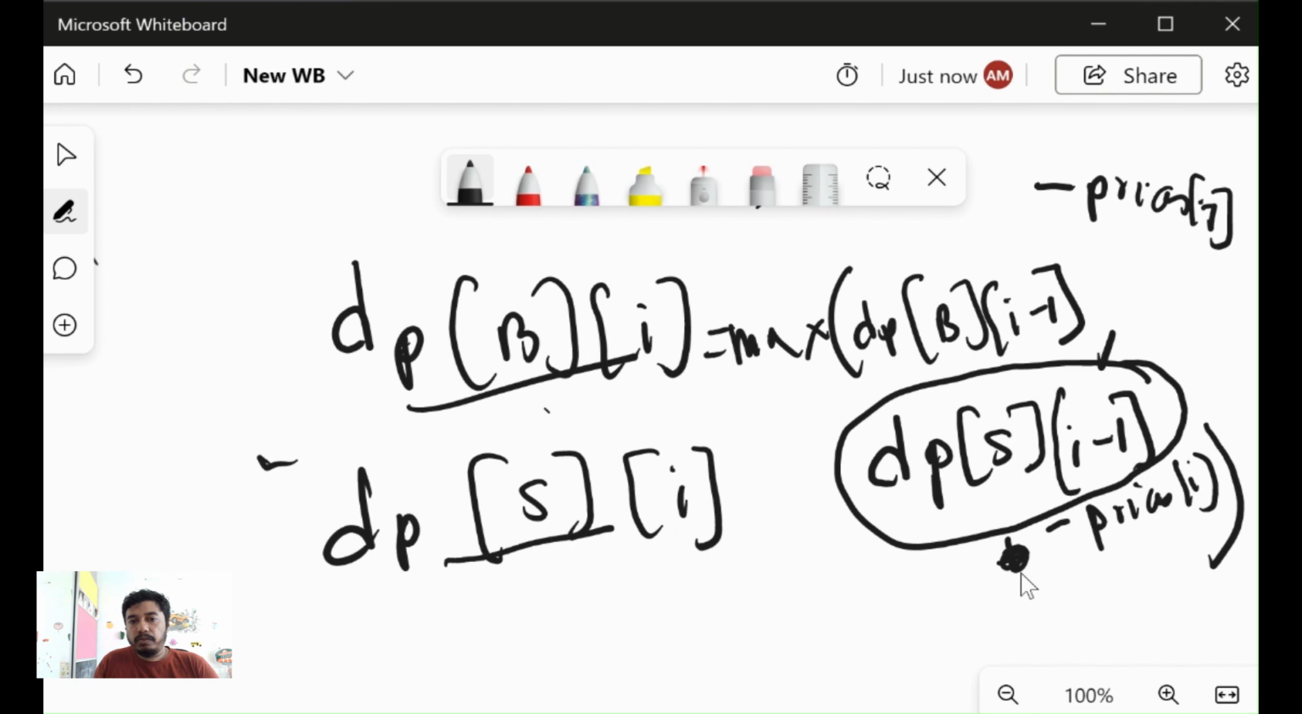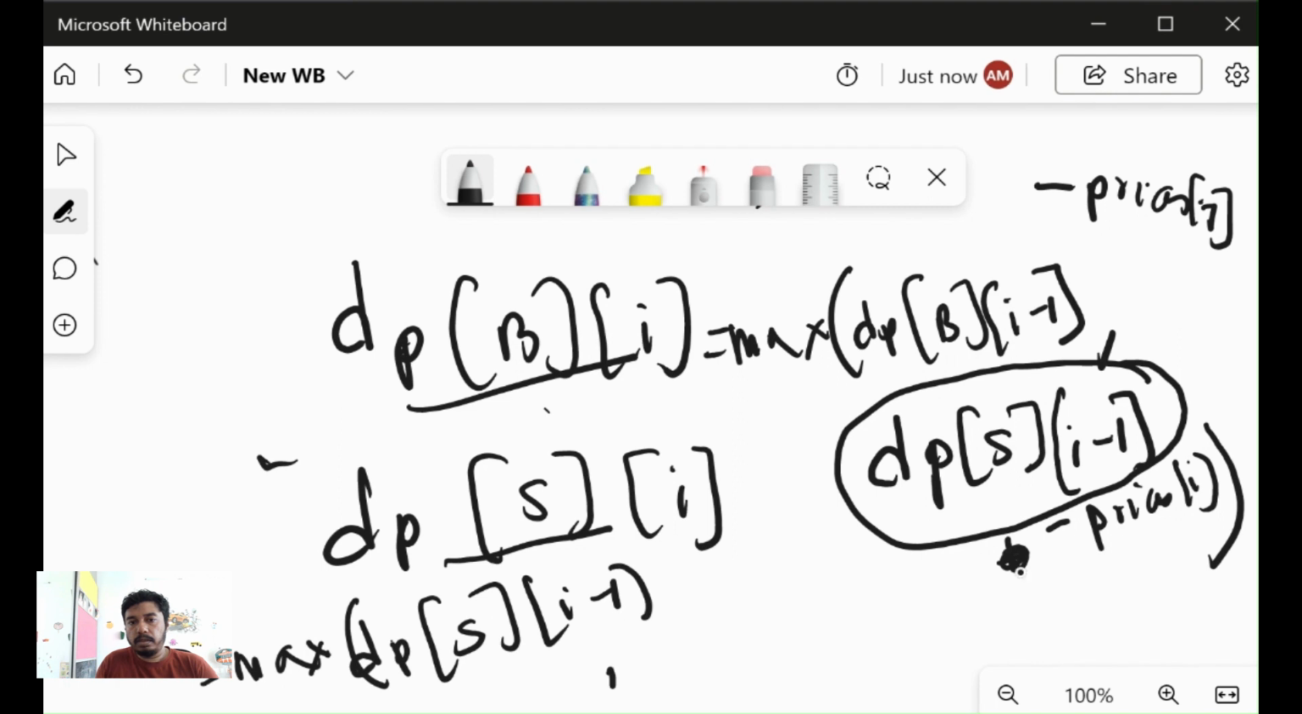For DP S of I, it should be the same as before. Why? Because we are already taking into account the buying activity. So in this case, my relation would be the same: DP S of I minus 1, comma, DP B of I minus 1 plus prices of I.